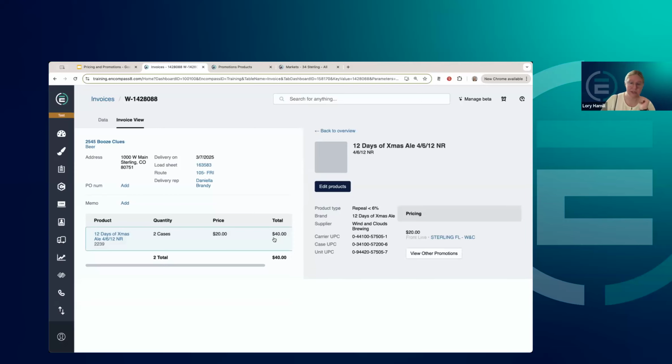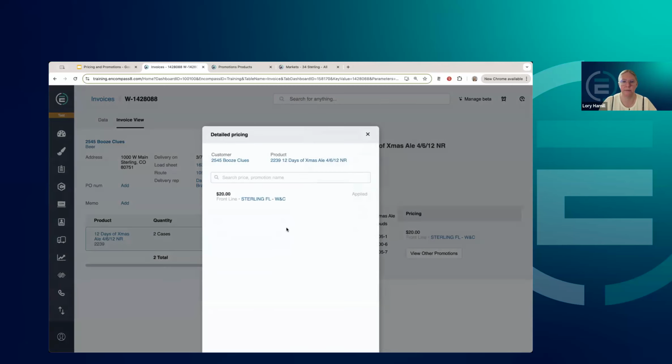Now, if I click into this product, and for those of you who are still getting used to the new invoice view, we did not get rid of the pricing calculator. We still have a pricing calculator. It's right here. We still click on the product. I can now see which frontline this was attached to, and it's the Sterling Wind and frontline Wind and Clouds, as the prophecy foretold, because I told it to. But I can see other promotions that might apply to it, and it looks like this is the only one.